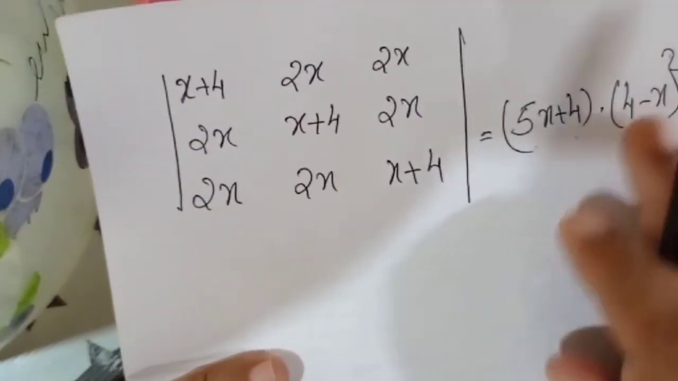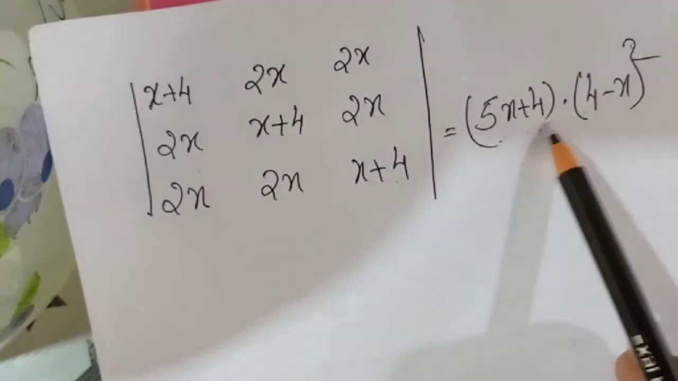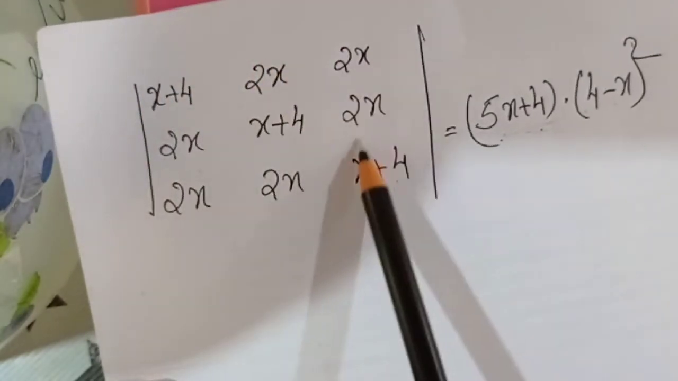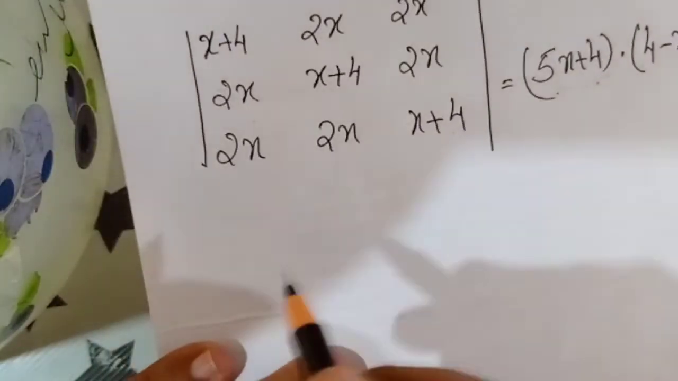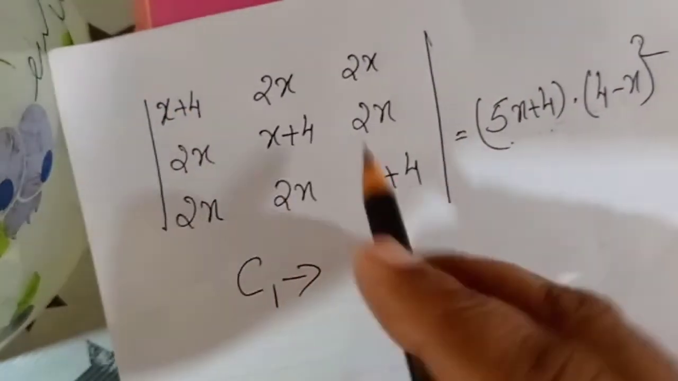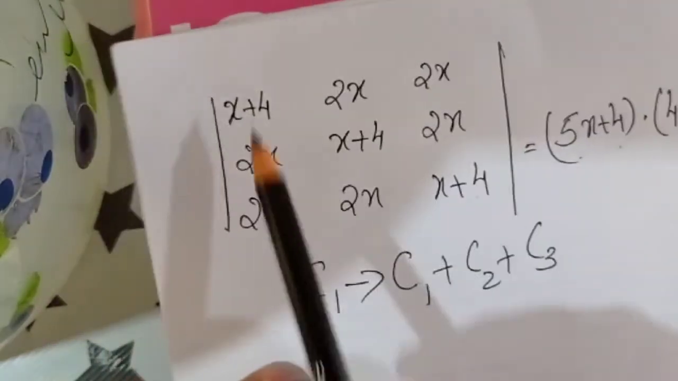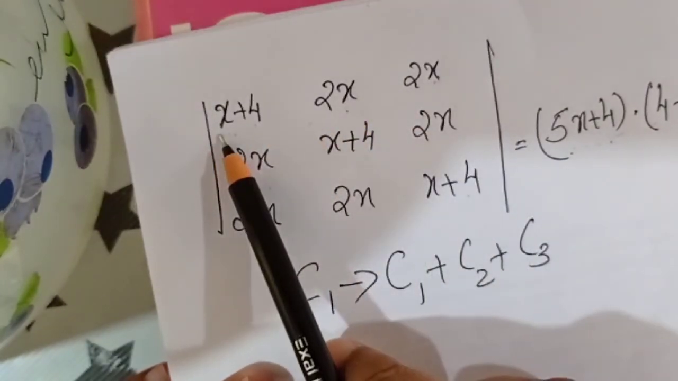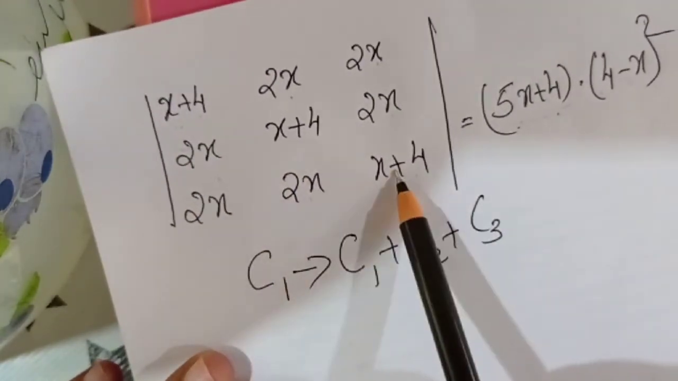Isn't it? And go through the answer. When you go through the answer, you can see 5x plus 4. In any way, can you find 5x plus 4 here? One step is, you can write C1 changes to, what is C1? This first column changes to C1 plus C2 plus C3. First you try. C1 changes to x plus 4 plus 2x plus 2x, that is 4x plus x plus 4, 5x plus 4. Here also 2x plus 2x plus x plus 4, 5x plus 4.